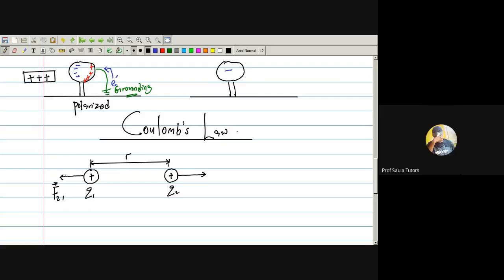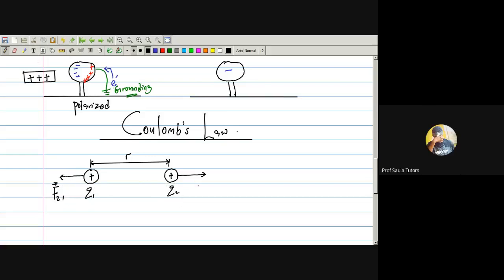Remember that this line we are drawing here is the effect of this charge. This charge kind of pushes this one away, as if saying, don't come close to me. So that force of pushing this one away is this line that we are drawing here, and it means F21: the force of charge 2 on charge 1. That one we write as F21.